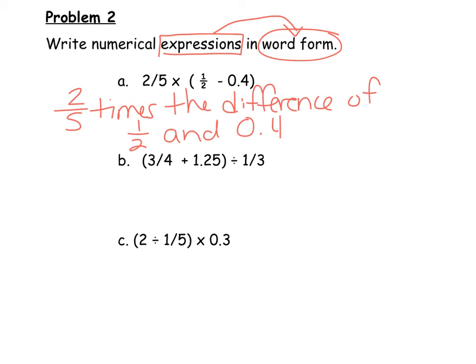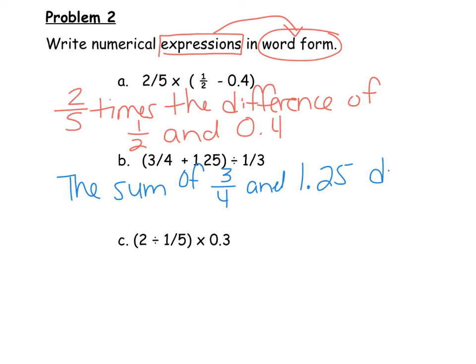Part B, the order does matter because it's division. So this says the sum of, because I'm adding, 3/4 and 1 25/100 divided by 1/3. I can't put the divided by 1/3 at the beginning because with division, order matters. With multiplication, the order didn't matter.